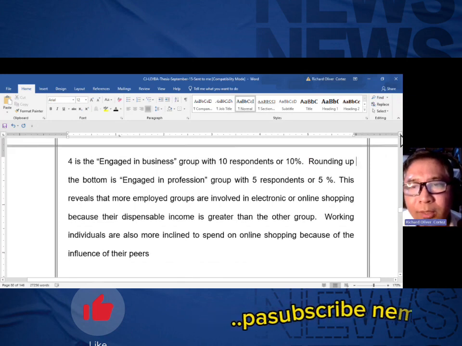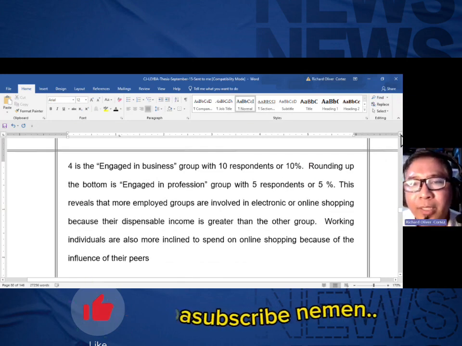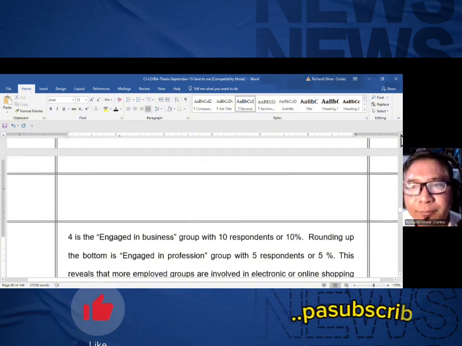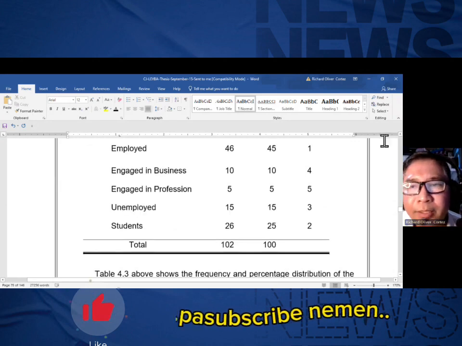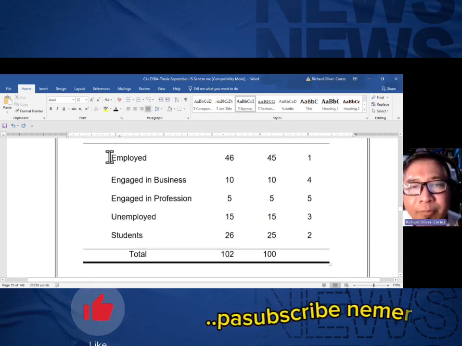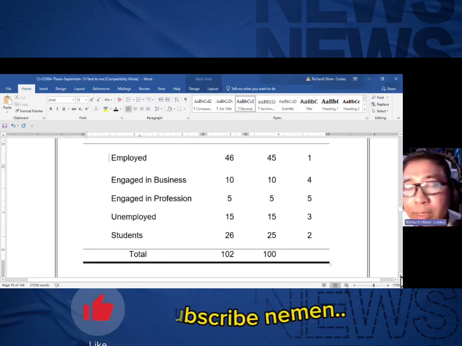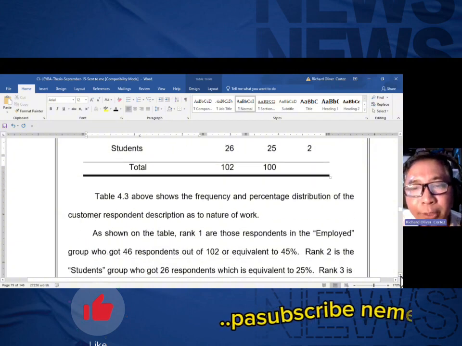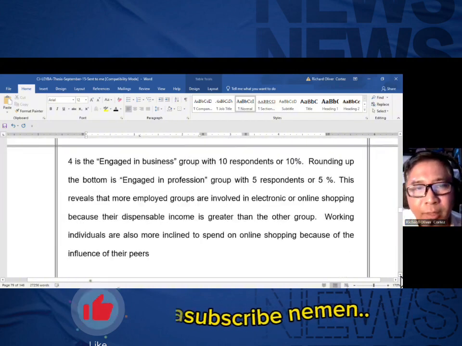Example, rank number 1. Why? Our rank number 1, by the way, let me see. Rank number 1 are those employed. That is 46 out of 102. So you're going to discuss why those employed are rank number 1. So we're going to talk here.